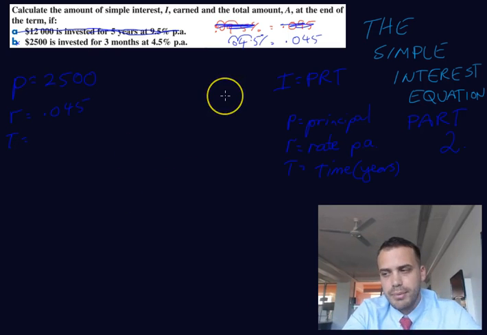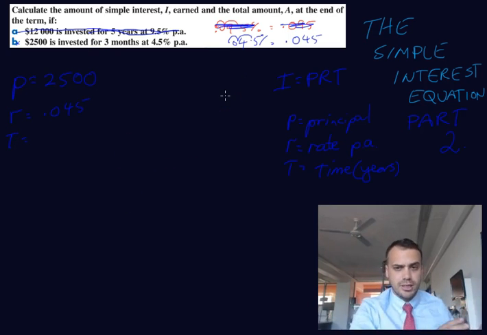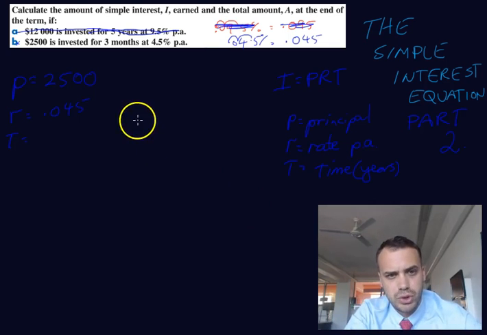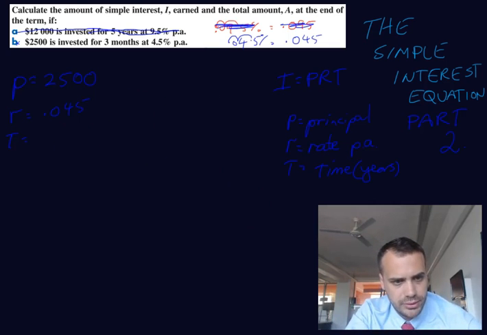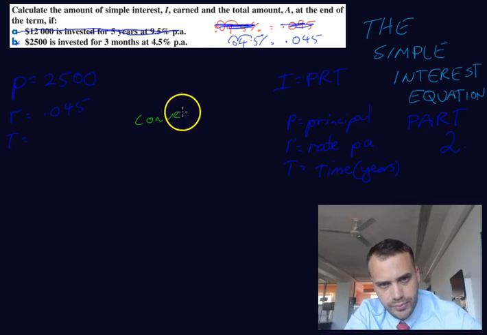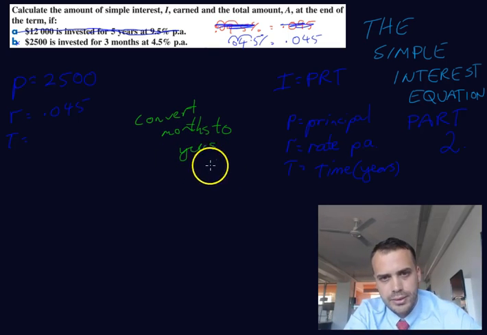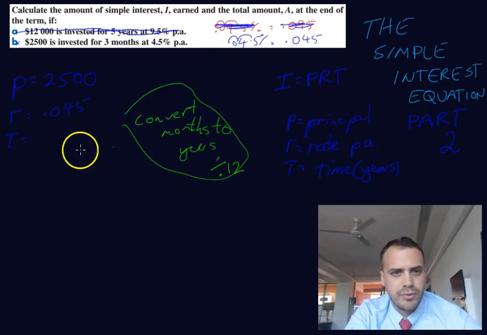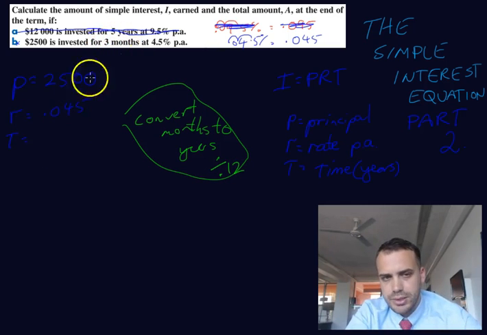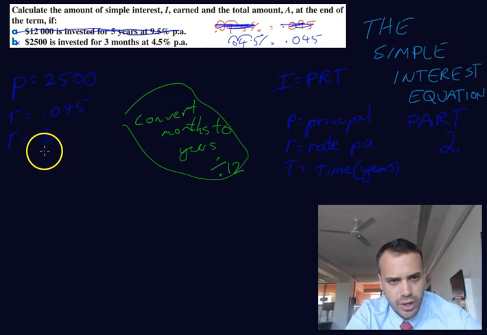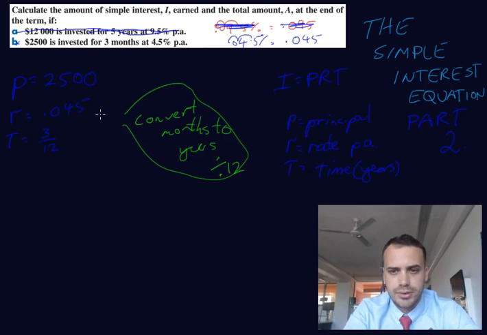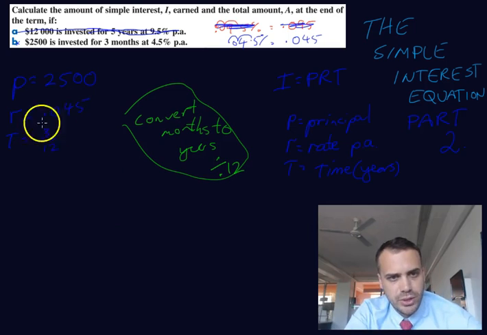Now time is 3 months, we need to know how many years that is. Now if you want to convert months into years, you just need to divide by 12. I'm just going to write that down. Convert months to years. Divide by 12. Pretty simple, I think. So 3 months is equal to 3 divided by 12 years. Okay? So our time is 3 over 12.